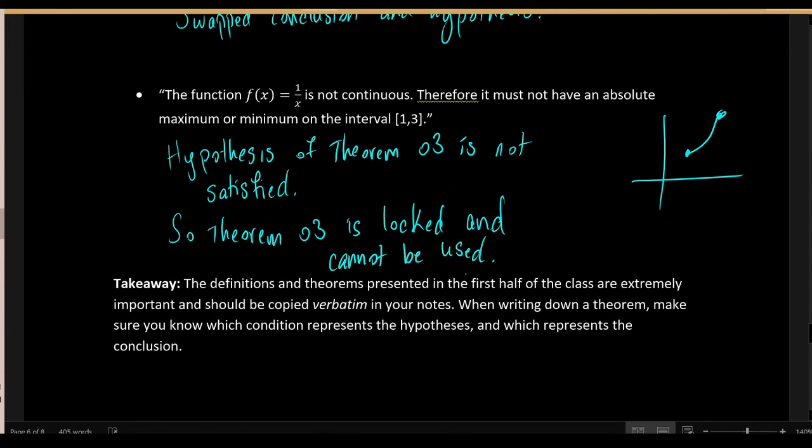Now here's the major takeaway. Over the next several days and over basically the entire front half of the course, we are going to be introducing definitions and theorems. Now these theorems and definitions are super important, and they should be written down word for word verbatim in the notes. You want to know exactly what the hypothesis of the theorem is, and you want to know exactly what the conclusion of the theorem is. Because if the hypothesis is not satisfied, that theorem is locked and you cannot use it in your argument at all.